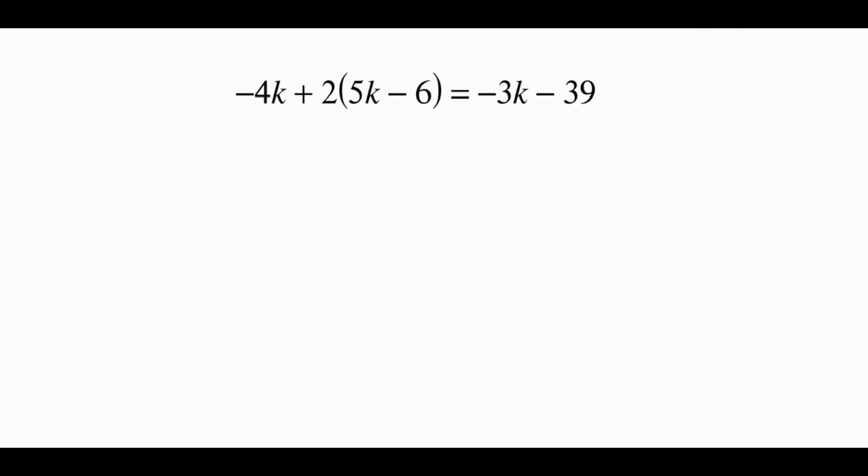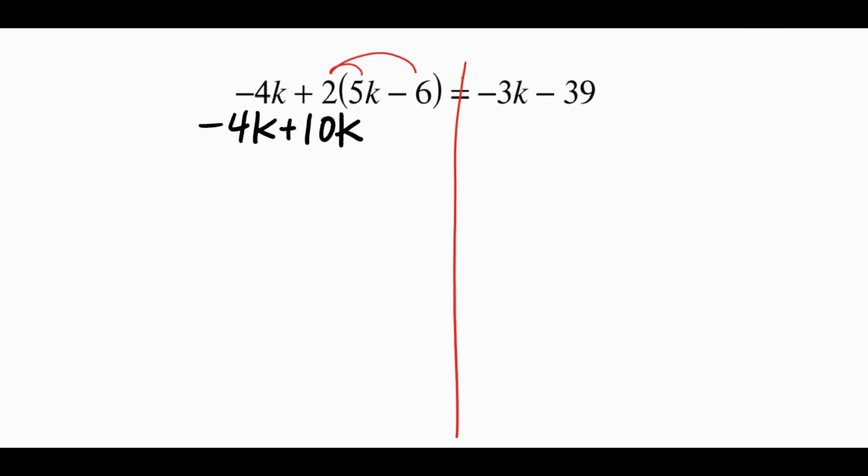Negative 4k plus 2 times 5k minus 6 in parentheses equals negative 3k minus 39. So I'm going to draw my line, and the first thing I'm going to do is distribute. Do not forget to write that negative 4k. Even though you're not distributing it, don't forget about it. You're distributing the 2. So 2 times 5k is positive 10k, and 2 times negative 6. Positive times a negative is a negative, and 2 times 6 is 12.